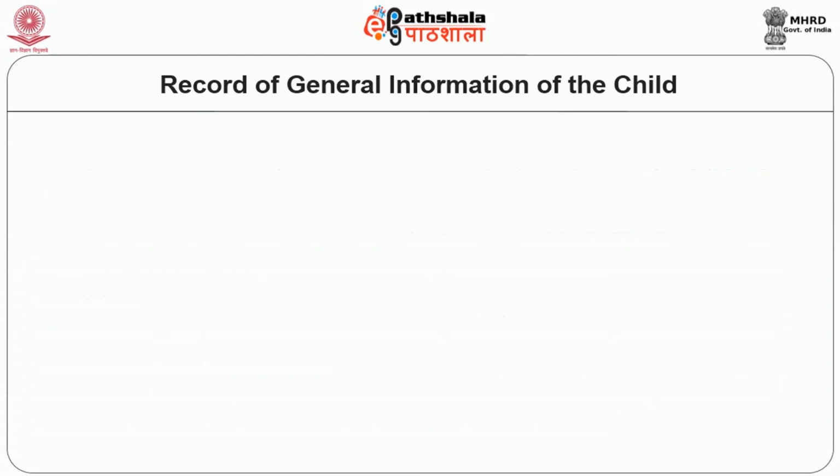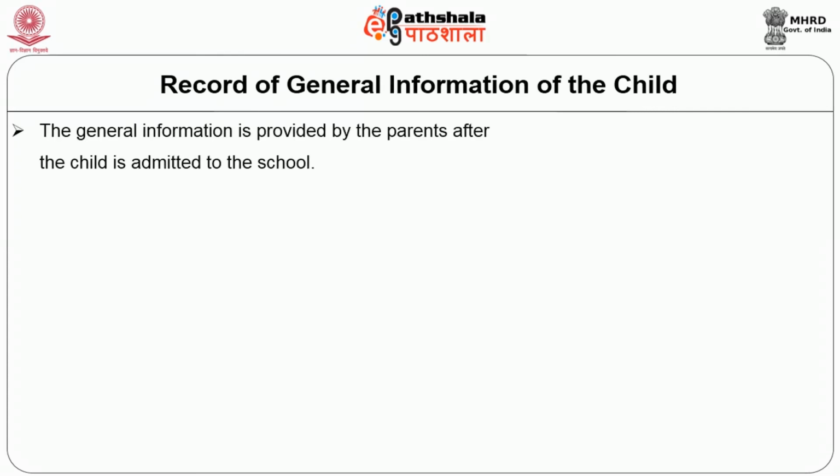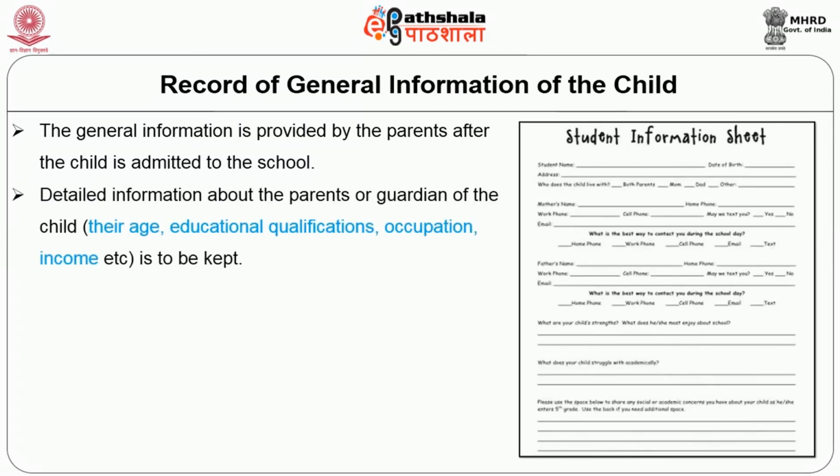Next, let us have a look at the record of general information of the child. The general information is provided by the parents after the child is admitted to school. Detailed information about the parents or the guardian of the child, such as their age, educational qualification, occupation, income, etc., is also to be kept.